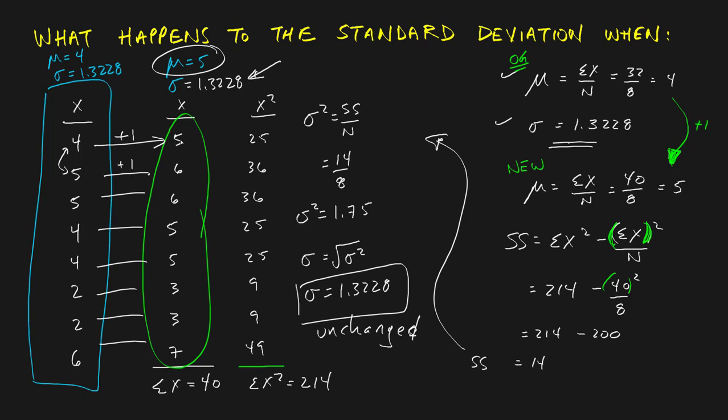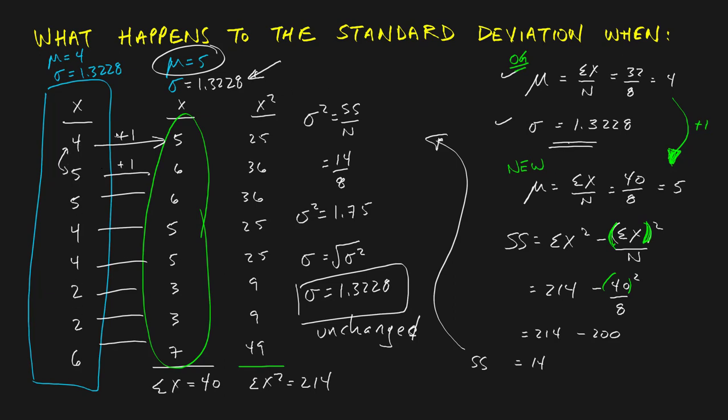And variability, as we measure it, is all about measuring differences between our data points. And the differences between the data points haven't changed at all. As long as we add the same amount to all of our data points, we haven't really done anything to change how spread out the distribution is. So the standard deviation is unaffected by adding to our original data.